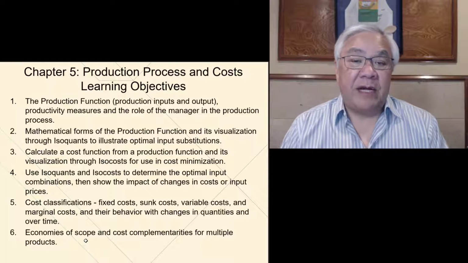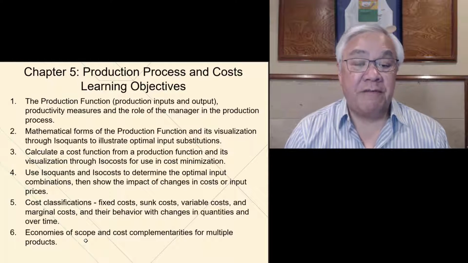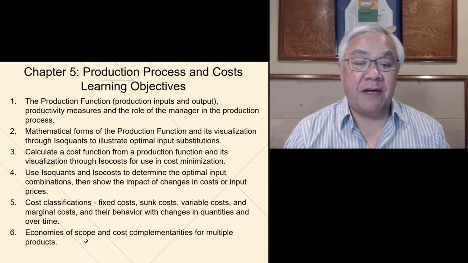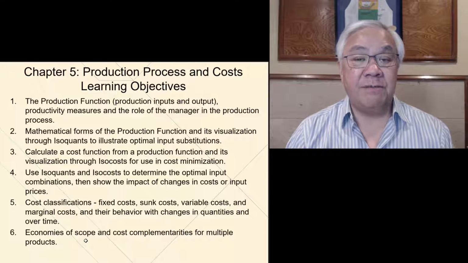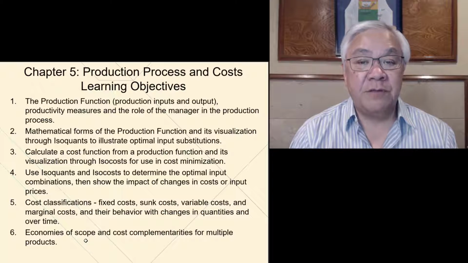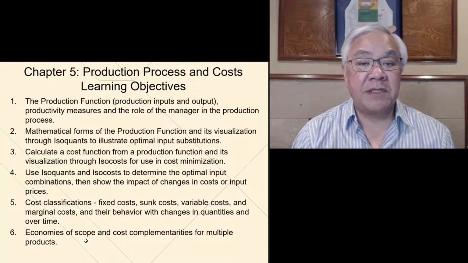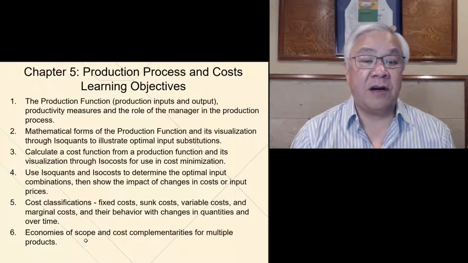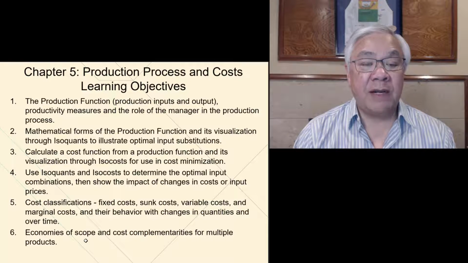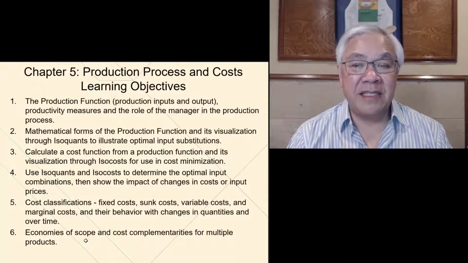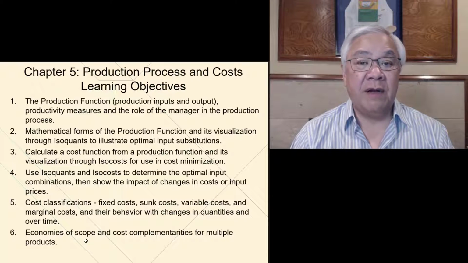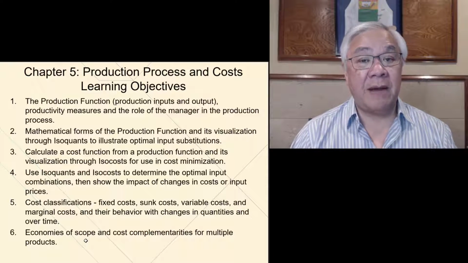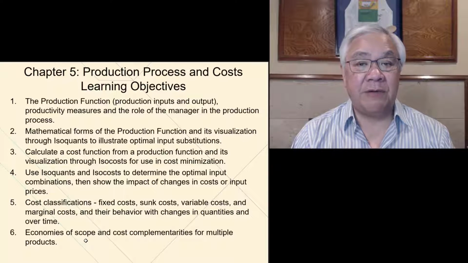So chapter 5, summarizing our learning objectives: we saw the production function, which shows the production as a function of the inputs. And then we also saw the role of the manager, which is to minimize cost. And that is often to pay very close attention to which inputs are chosen in order to produce the desired quantities. The second learning objective was on mathematical forms. We saw three versions: linear, Leontief, and Cobb-Douglas. And those can be put into isoquants, where for a given quantity, we see the combinations of labor and capital that generate those quantities.